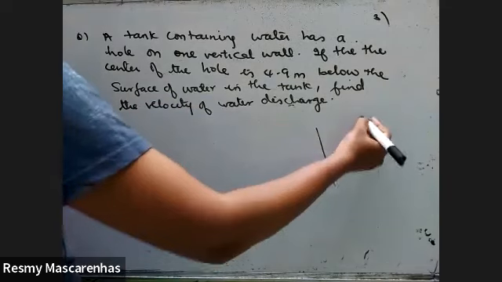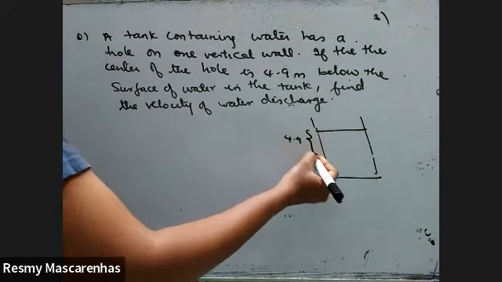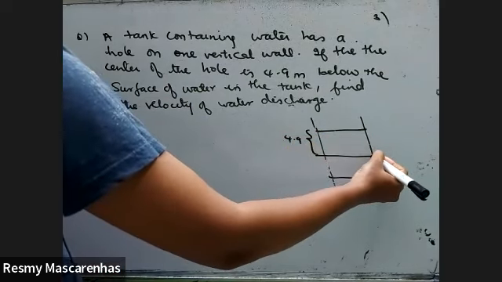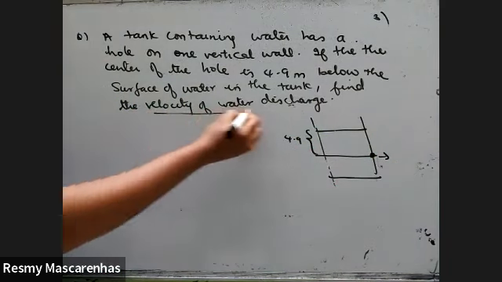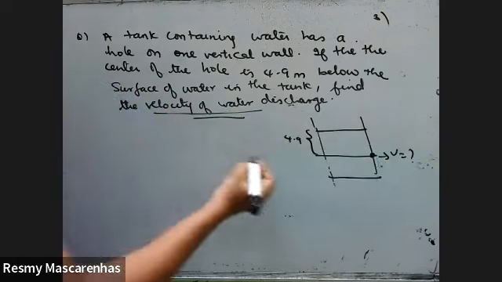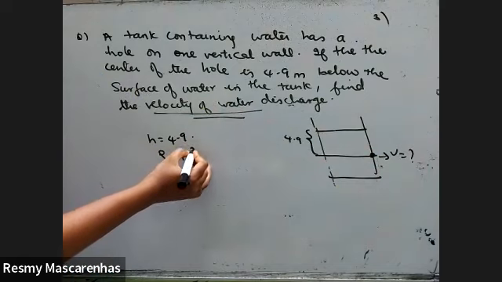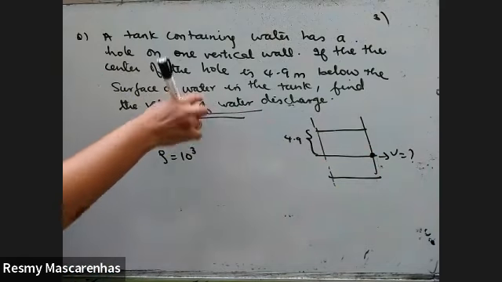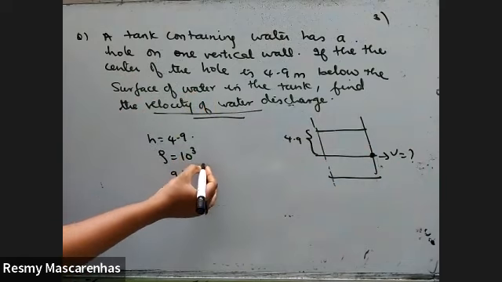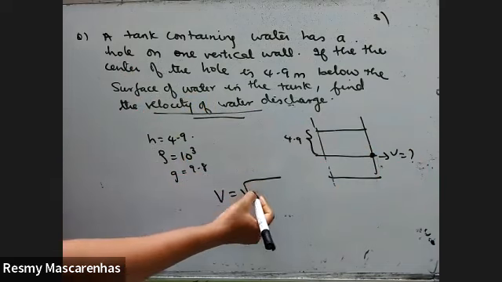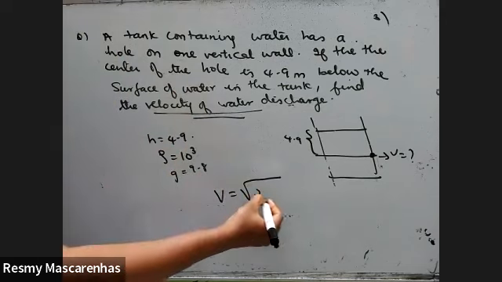So there's a water tank. From the top it is around 4.9 meter. So here will be the hole. We have to calculate the discharge at what velocity, that means what is v. Height given is 4.9 and there's water, so density will be definitely 10 raised to 3. The density of water is fixed. Gravity is 9.8. So the velocity formula I just gave you, the efflux velocity, root of 2gh.